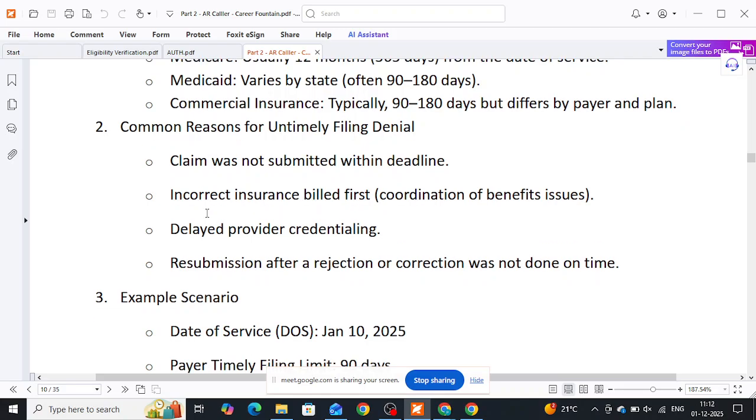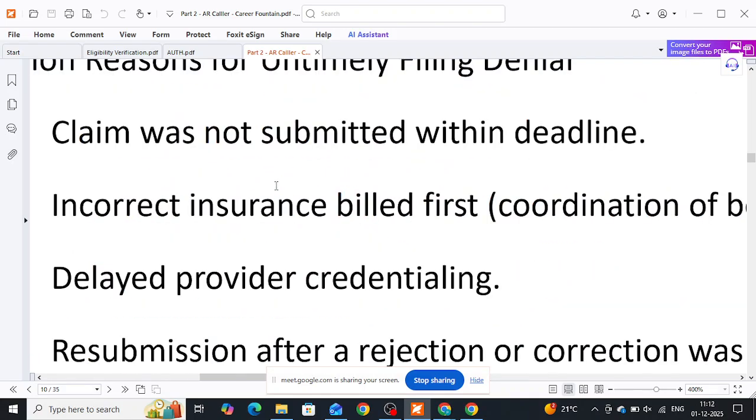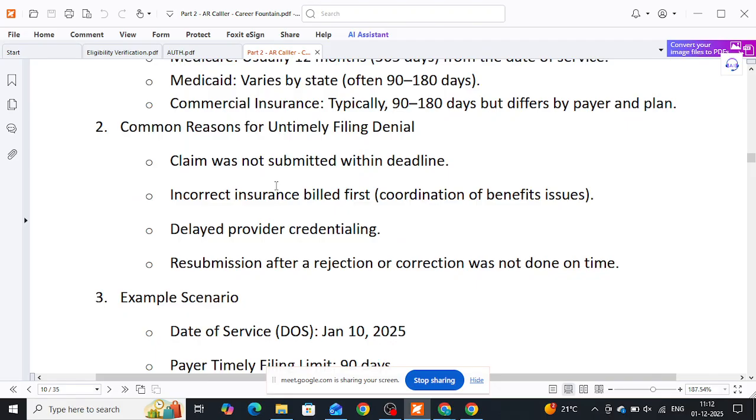Common reasons why we are receiving this denial. The claim was not submitted within the given time frame. Simple. Next is incorrect insurance billed first. That means initially we billed our claim to the wrong insurance, and we were waiting for a payment, and after 3-4 months we received a response. Until that time, for the actual insurance, we had already passed the time frame, and later we filed our claim to the correct insurance.